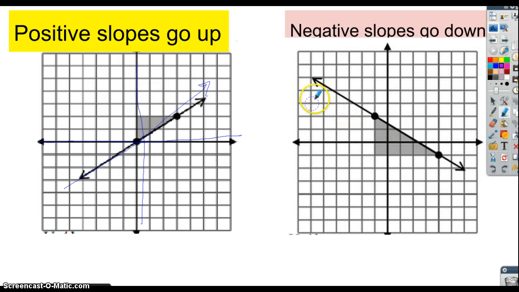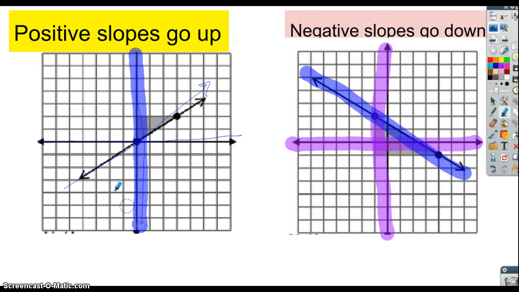I'll use the highlighter this time so it's a little bit easier. So you need an axis here, and then you need a line that's going down instead of up, and you need to say negative slopes go down. So you have one line here that's an example of positive slopes going up. And then you've got another line here that's an example of negative slopes going down.